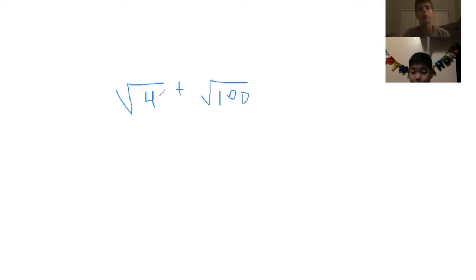Then we're going to try this one. How about this? Should be easy. The square root of 4 plus the square root of 100. So what you're going to do is find the square root of each number, then add them together. So I think you could do that.